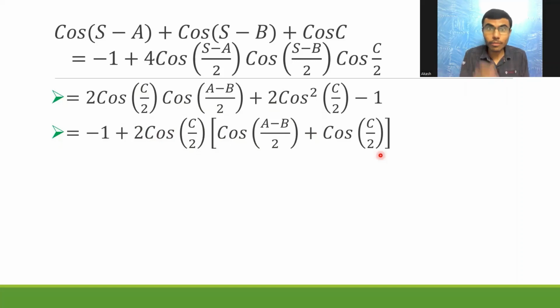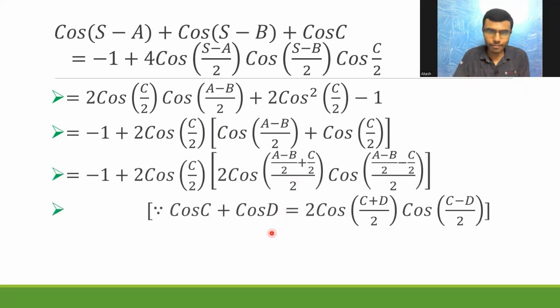Now this is again of the form cos C plus cos D. What is cos C plus cos D? 2 cos C plus D by 2 cos C minus D by 2. That formula I'm going to apply for these two terms. In place of C I have a minus b by 2 and in place of D I have c by 2.